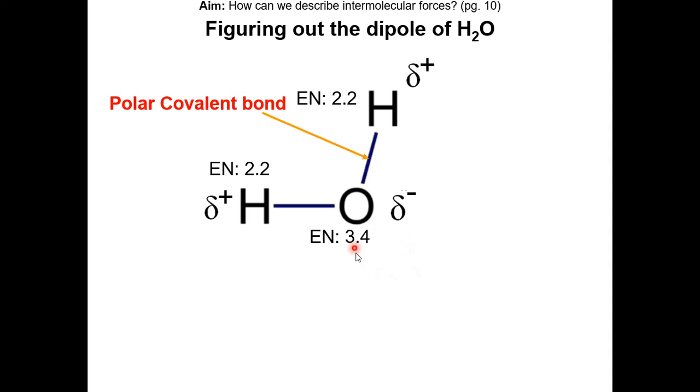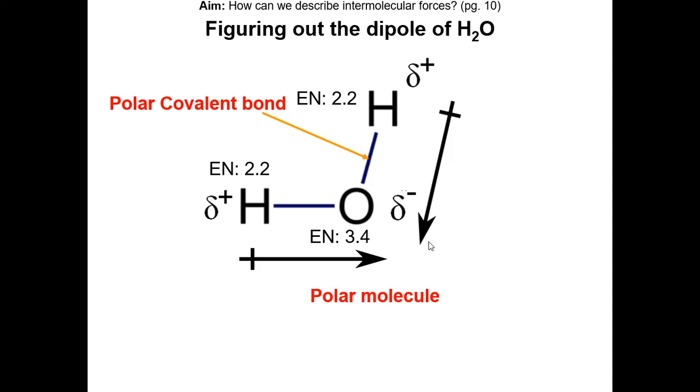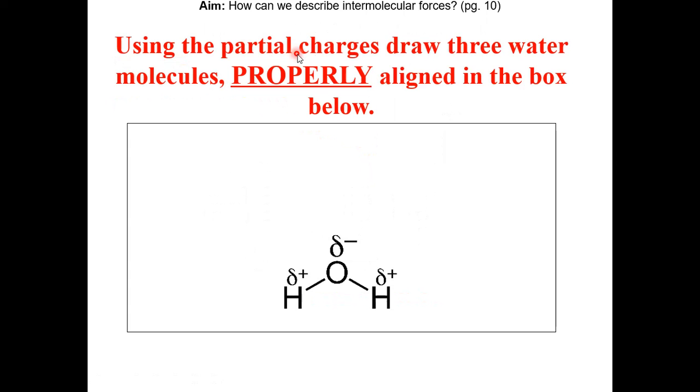Since oxygen has a higher electronegativity than hydrogen and a partial negative charge, the dipole arrow will be facing oxygen. Since the dipole arrows do not cancel out, water is a polar molecule. Using the partial charges, draw 3 water molecules. Properly align them in the box below.